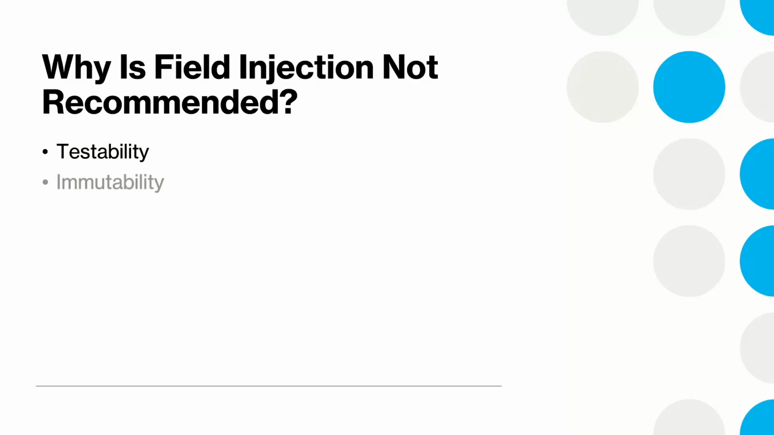Another issue is immutability. With field injection, fields holding dependencies must be declared non-final, potentially allowing them to be modified after object construction. This violates the principle of immutability, which can lead to unexpected behavior. Constructor injection with final fields ensures that dependencies cannot be changed post-construction, resulting in safer and more reliable code.